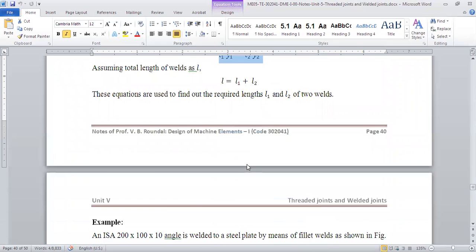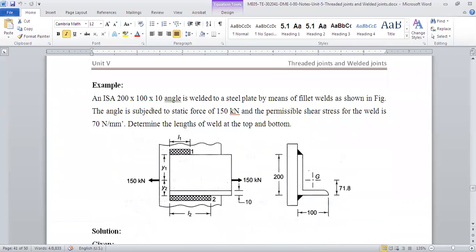Okay, so with the numerical, we will get a better picture now. It is saying that an ISA, a standard angle, 200 by 100 into 10. Now 10 is the thickness, right? 200 is the height, 100 is the L portion which is projected outside, and 10 is the thickness of your angle. That's what we mean by these numbers. It is welded to a steel plate by means of a fillet weld as shown in the figure, right?